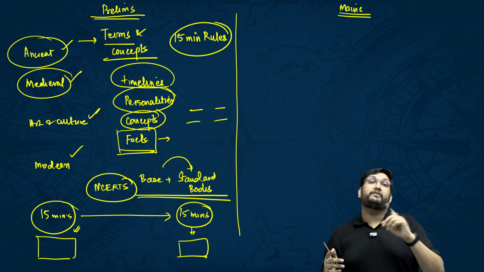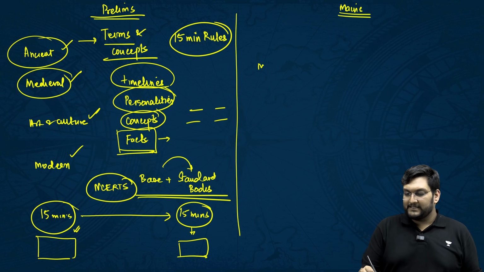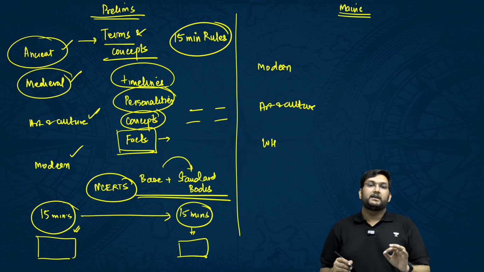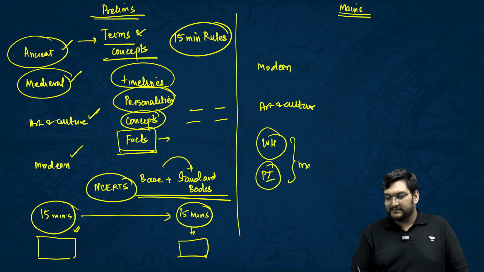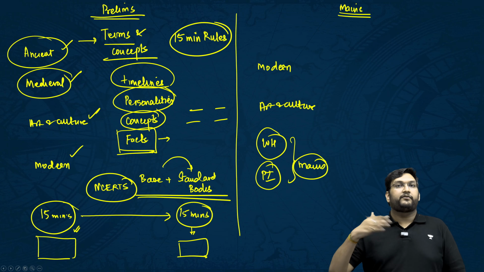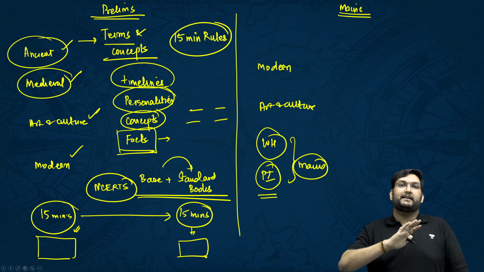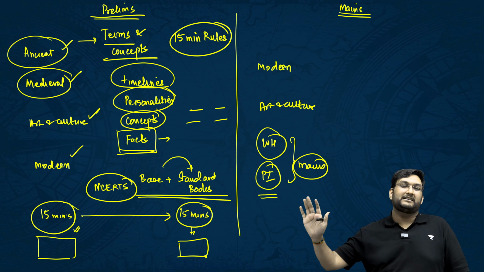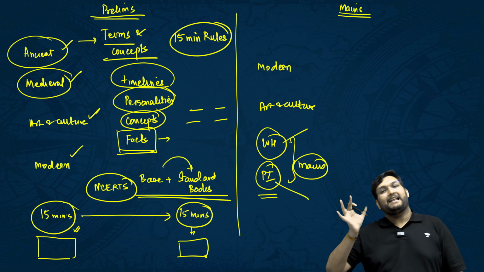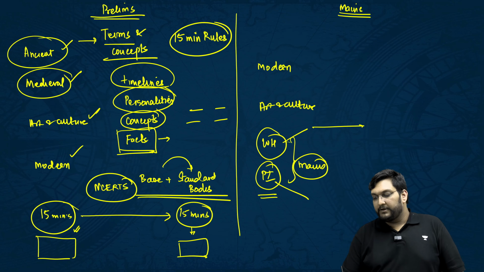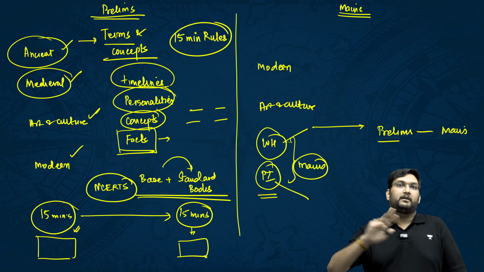For mains, we have a different strategy. Why? Because in mains, I have to concentrate on modern, art and culture, world history and post-independence. Now, what I will do is cover post-independence and world history first, because they are mains specific fully. So I will cover them first, so that I have all the understanding developed and I have covered the syllabus. It will not take you a lot of time with regards to world history or post-independence, and then I'll leave it. I will only pick it up between the prelims in May and mains in September.